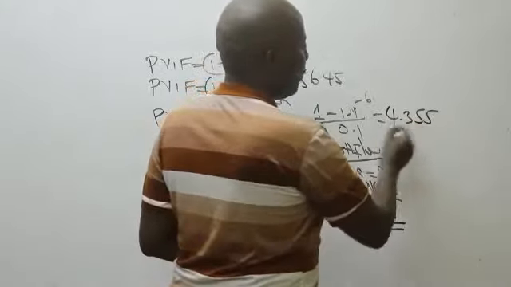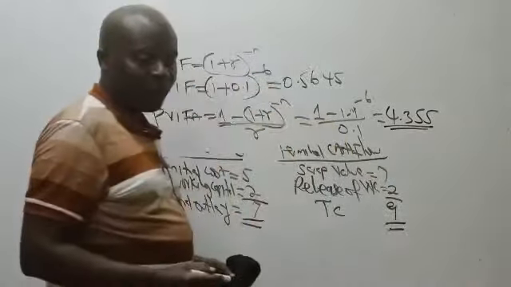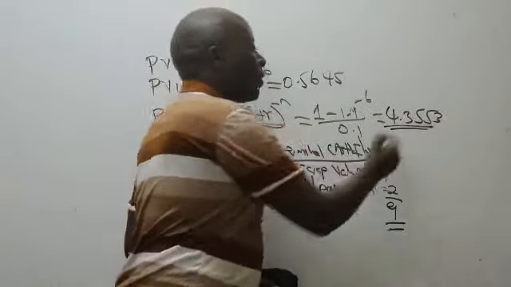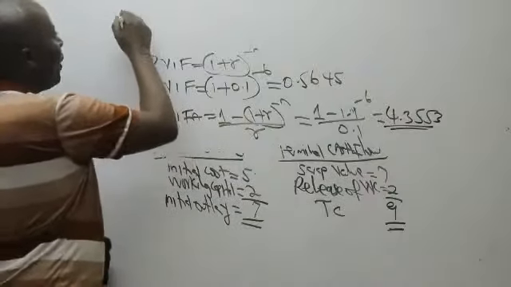4.355. Thank you very much. 4.3553. 4 decimal places, please. And then I'll be able to talk over NPV.